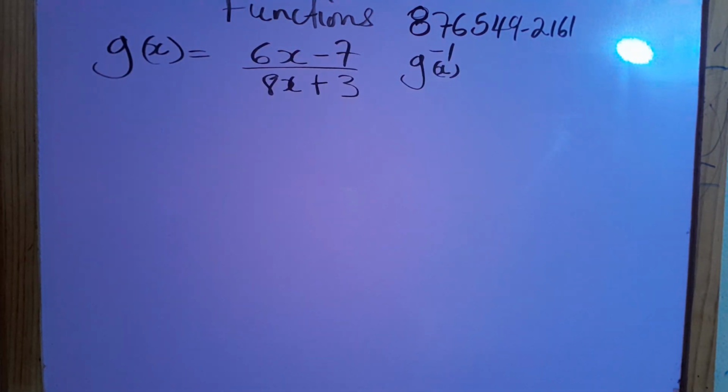Alright guys, let's look at this one. It says g of x is equal to (6x minus 7) divided by (8x plus 3), and we are finding the inverse of g. I call this one the bulldog, the big one. But it's very simple nevertheless.